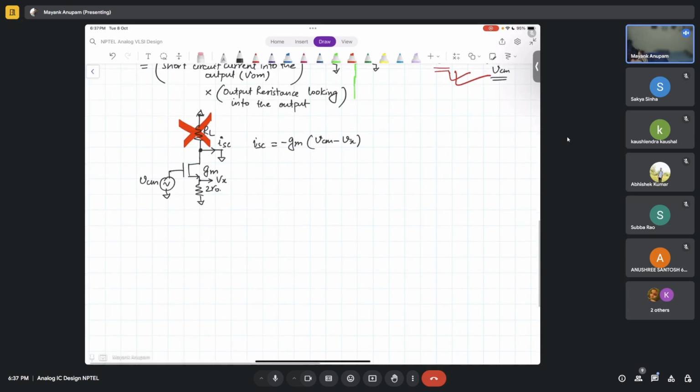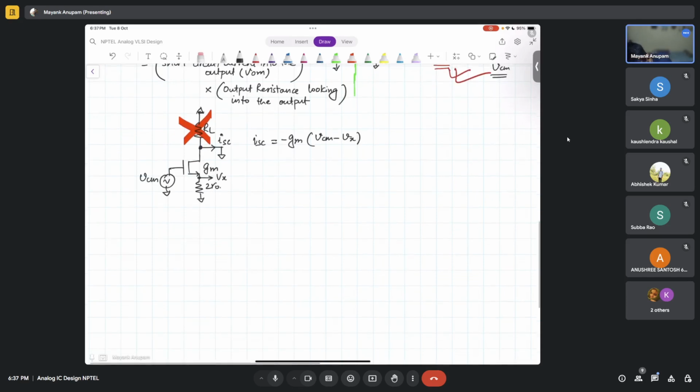Now, the challenge is finding Vx. So what is Vx? Quick. What is Vx in terms of ISC? It is ISC times 2R naught, right? Yes, good. So then ISC is equal to minus Gm times VCM minus ISC times 2R naught. So how will this look?